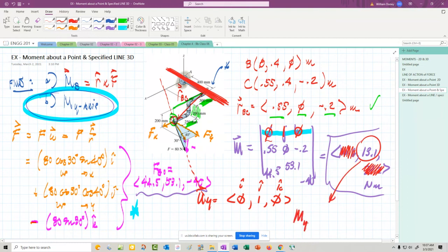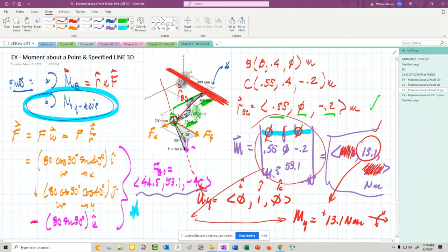So if I want to find the moment about the Y axis, it's going to be 13.1 Newton meters. And since it's positive, that's the direction right there. I don't have to do any more math. I can just pull it from that answer. Now, I could certainly go ahead and recalculate that with 0, 1, 0, but I'm going to get that. I'm just going to get that component.